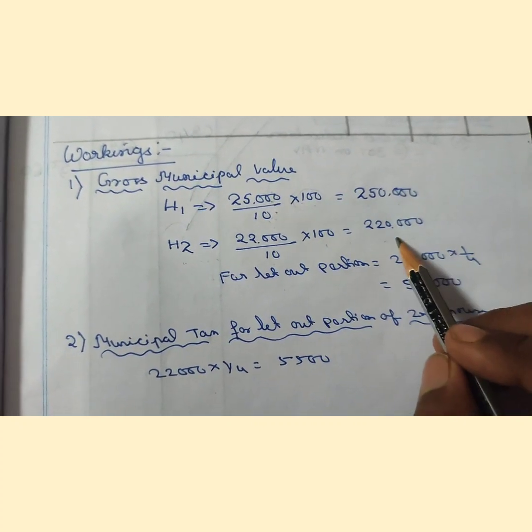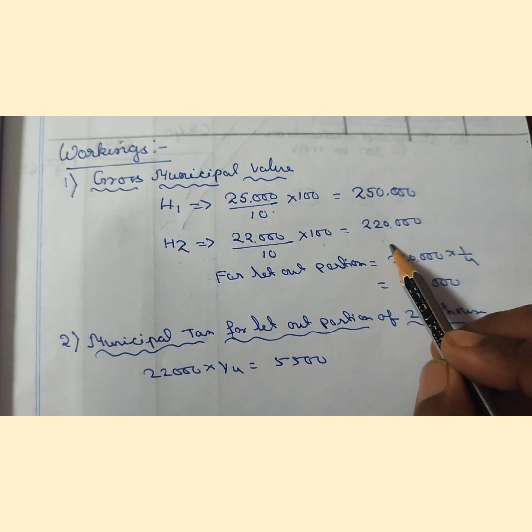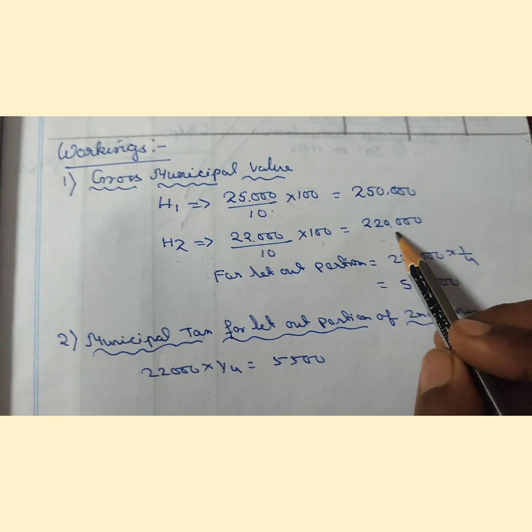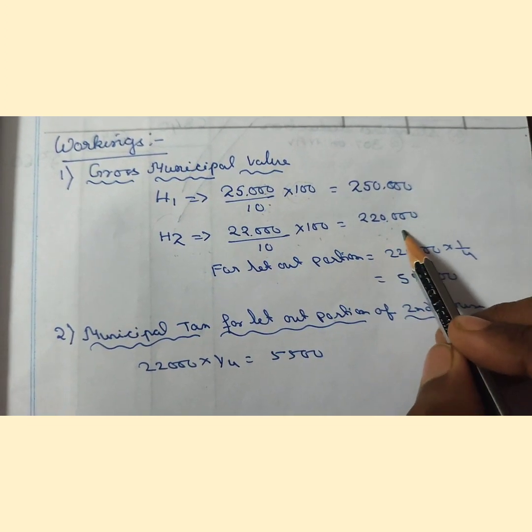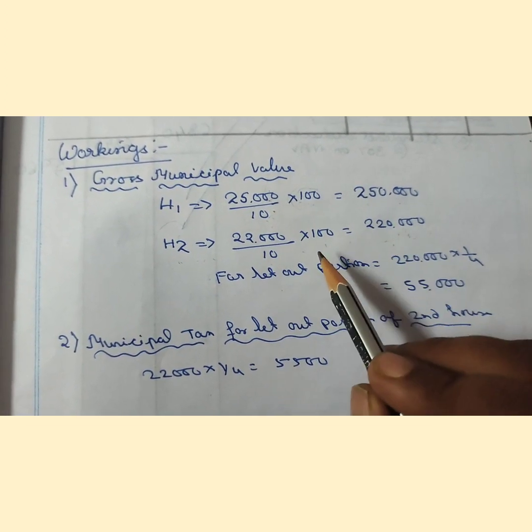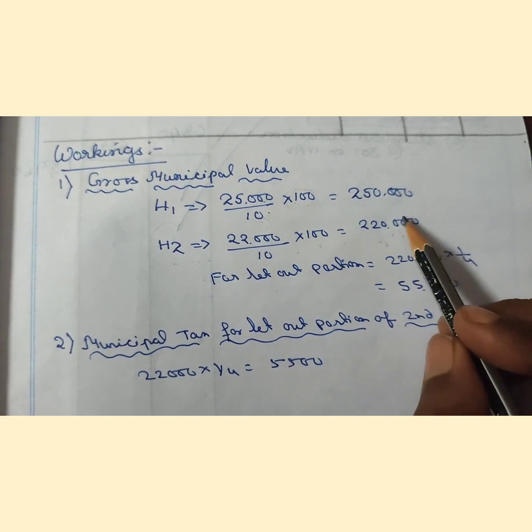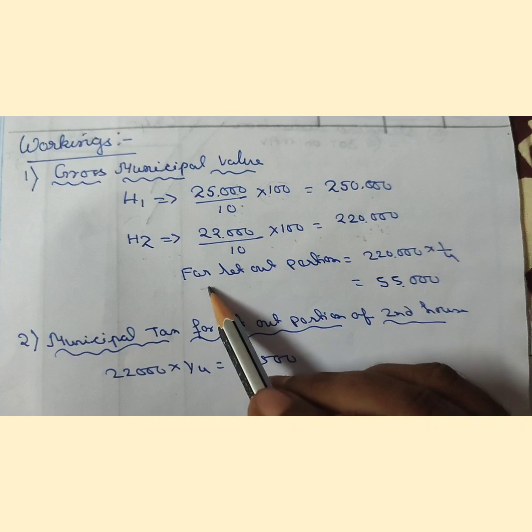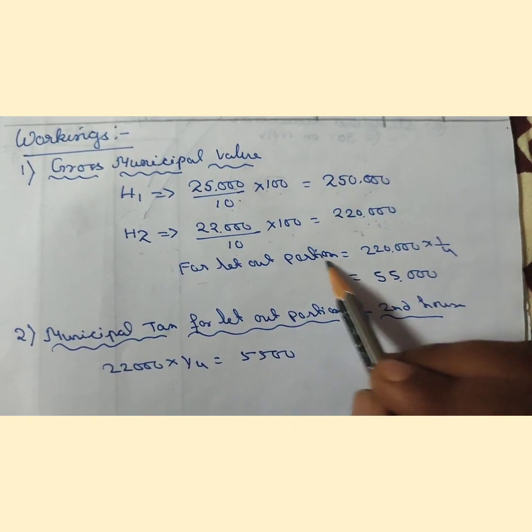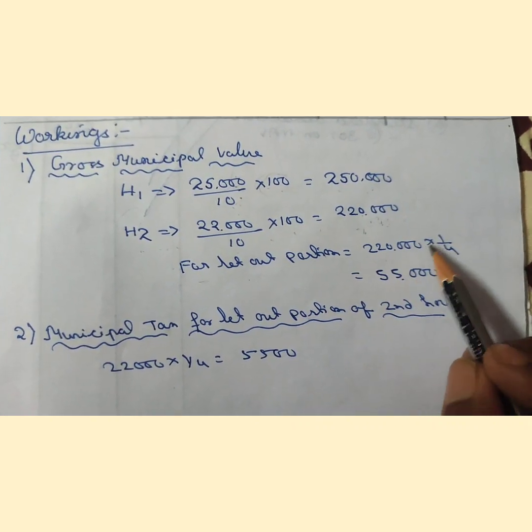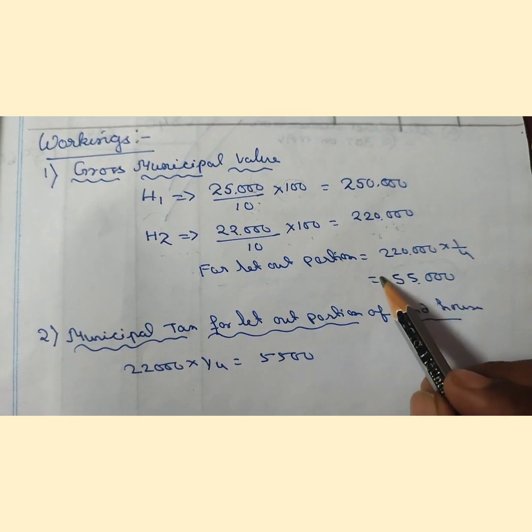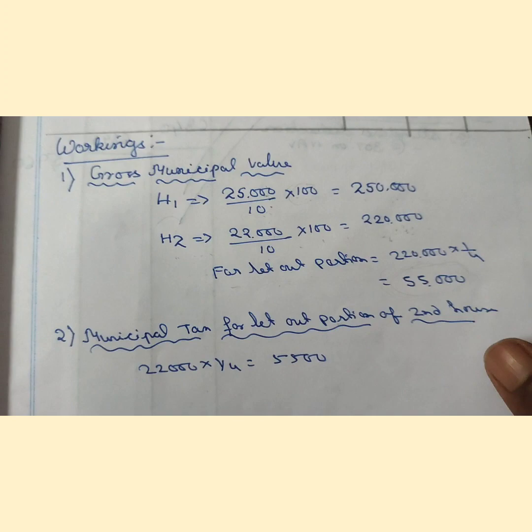Now house 2 has two parts. 1/4 is let out and 3/4 is self occupied. For the self occupied part, municipal value is not required, but for the let out portion, municipal value is required. So here I have computed for the let out portion: municipal value will be 2,20,000 into 1/4, that is 55,000, the municipal value of the let out property.